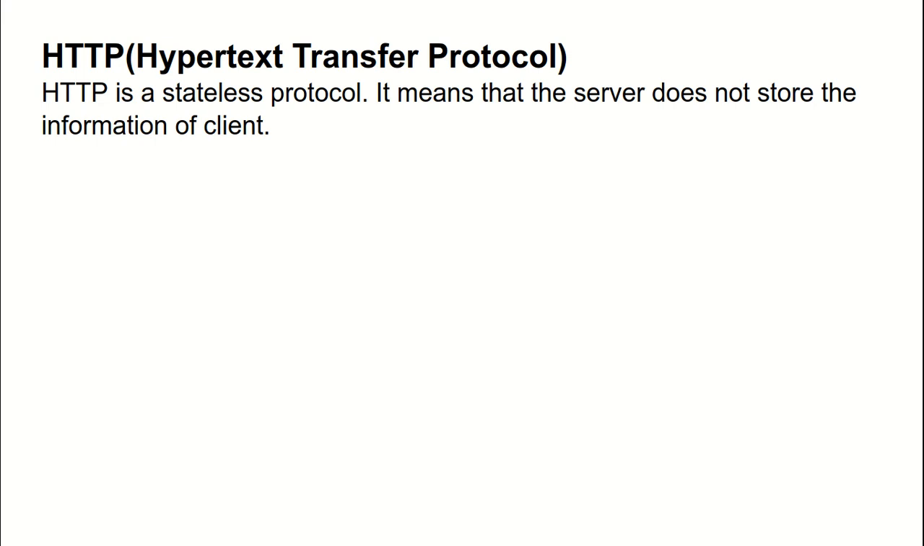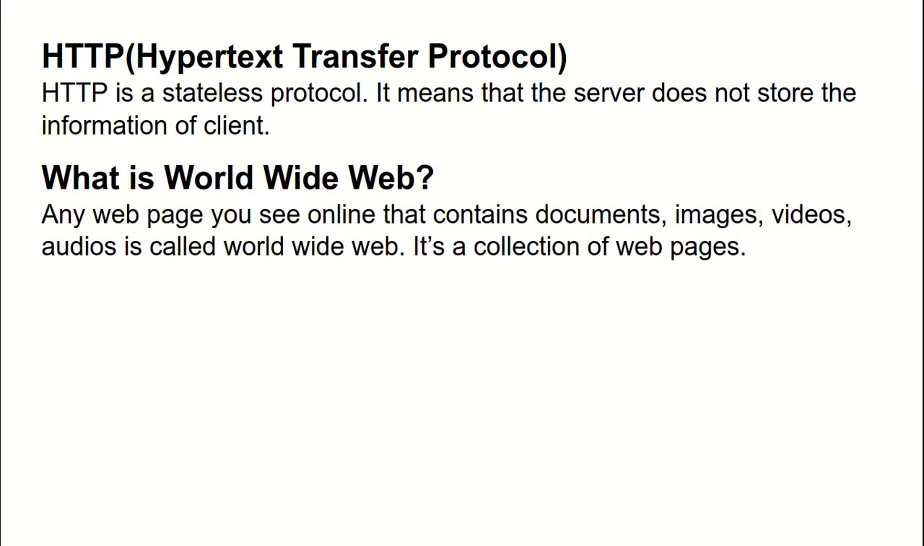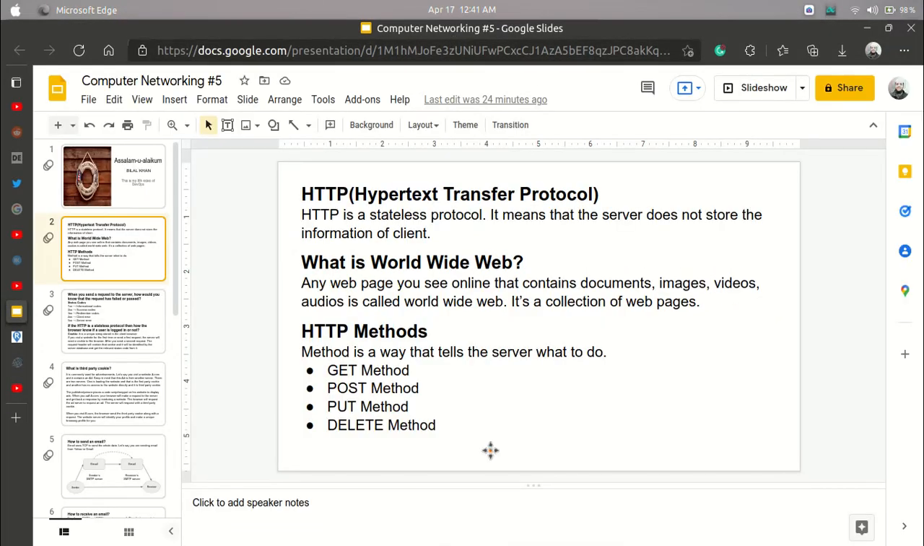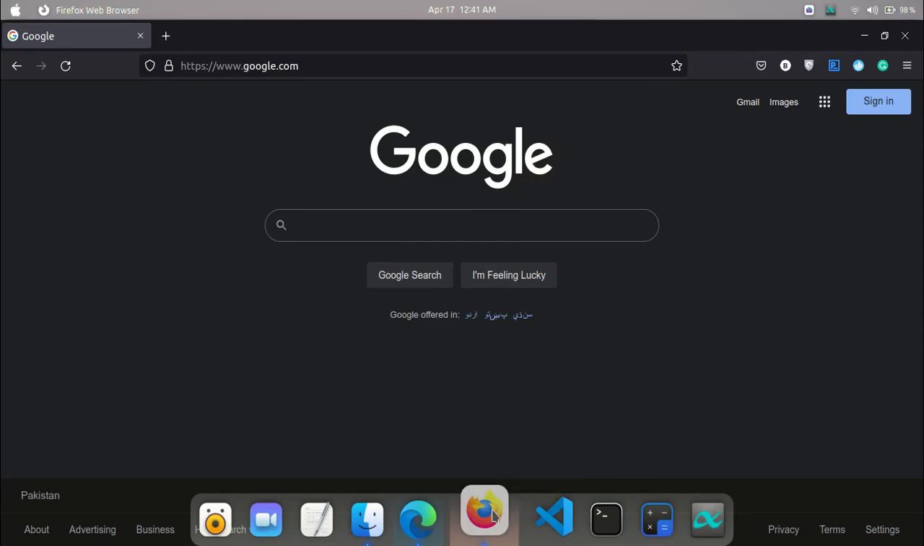Alright? So now let's move to the next question, and that is, what is the World Wide Web? Any page you see online that contains documents, images, videos, audios, objects, any type of information that you see online is called the World Wide Web. Alright? So it is a collection of all the web pages. Let me show you something. Let's close this slideshow and move to the browser.